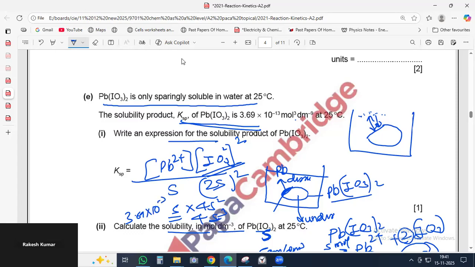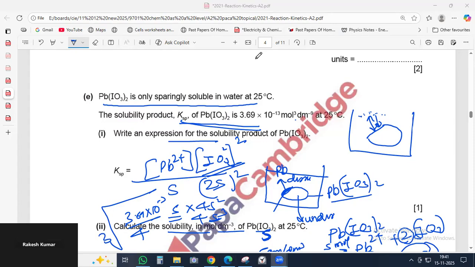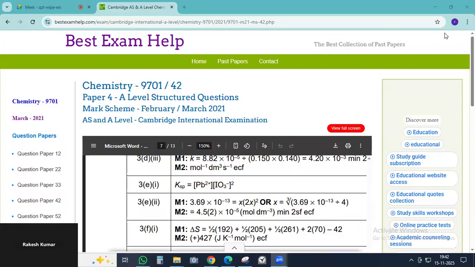So S is the solubility. First I divide this by 4 and then I find the cube root of this. This is what you have to do. I'll show you the answer to find the solubility. The expression is this, and then he divides, S into 2S whole square. S is the cube root of this, after you divide it by 4, and that will give you the solubility.